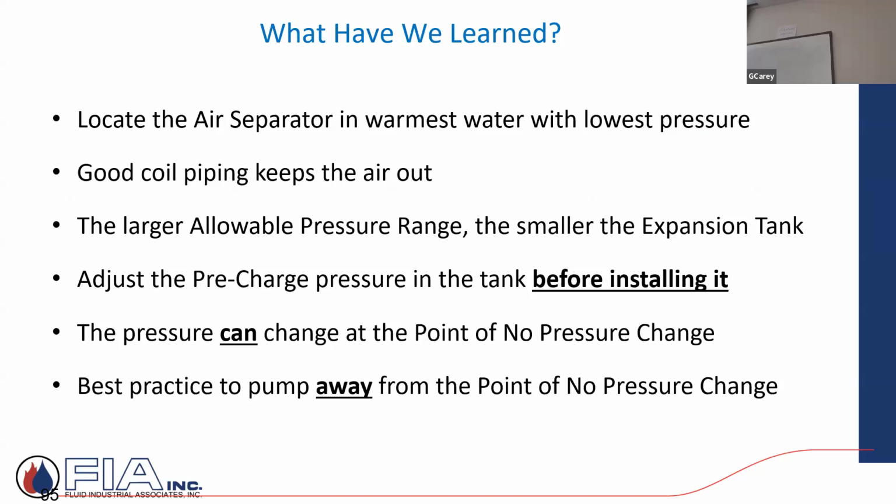So what have we learned, other than you're starving? Keep your air separators at the warmest water and ideally the lowest pressure. Good coil piping keeps air out. The larger the allowable pressure range, the smaller the expansion tanks. That's one thing I didn't say. In that example they just walked through, we had a 50-pound relief valve. What happens if I could convince the boiler manufacturer, do you sell a 75-pound valve? Now I have a broader range, I can use a smaller tank. So those are things to consider.